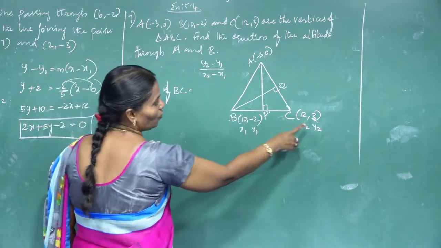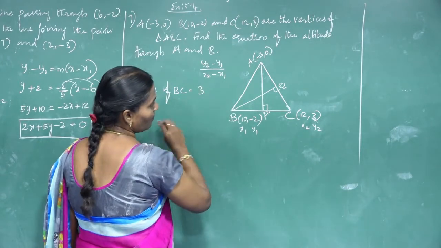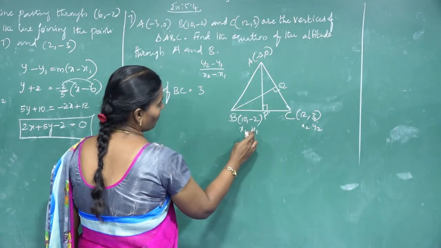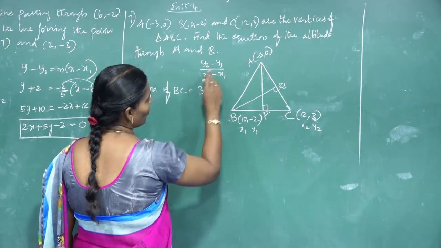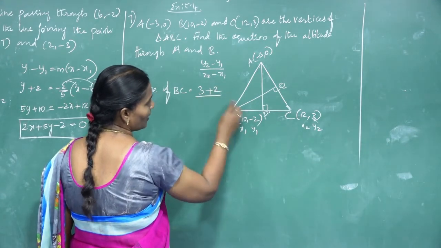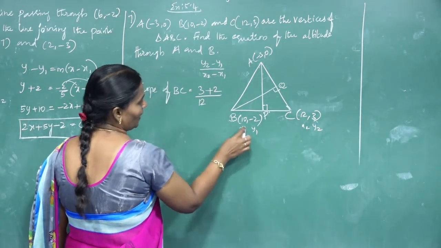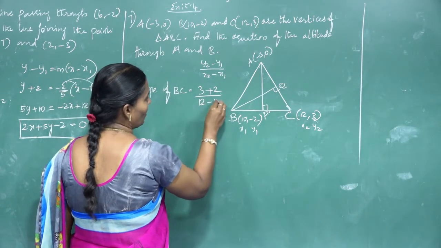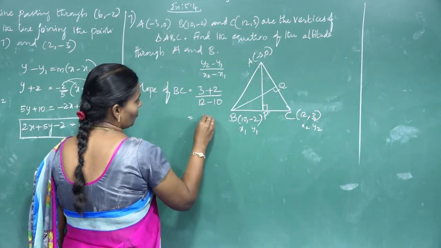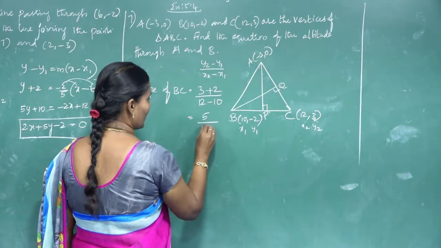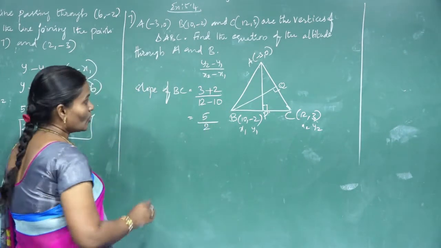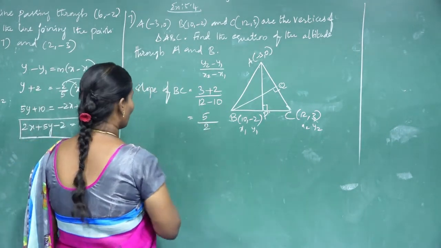So what is y2? y2 is 3. Then y1 is -2, so minus of minus is plus 2, by x2 is 12 and x1 is 10, so minus 10. So 3 plus 2 is 5, by 12 minus 10 is 2. So the slope of BC is 5 by 2.